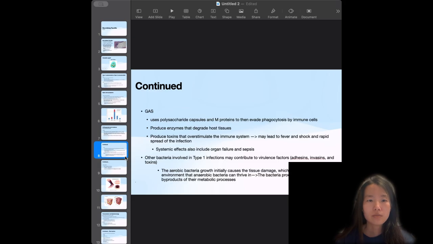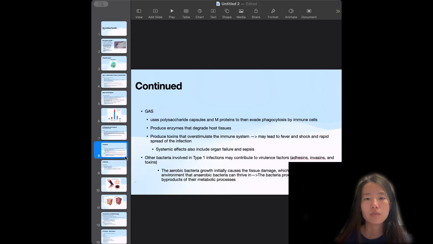So, for the other bacteria involved in type 1 infections, so this is the polymicrobial infections with more than one type of bacteria causing the infection, it may have adhesins, invasins, and toxins that contribute to the virulence factors. In general, type 1, as I already mentioned, is a mix of aerobic and anaerobic bacteria. So generally the aerobic bacteria grow first and cause the tissue damage. Once that's done, it leads to a low oxygen environment where the anaerobic bacteria can thrive.